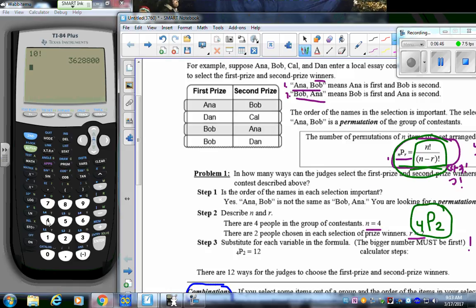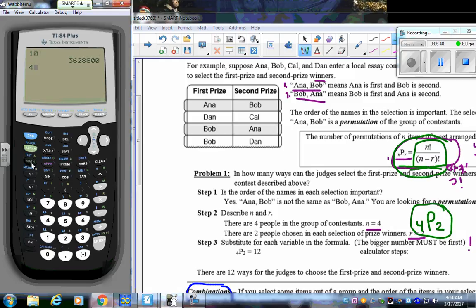So I want to put that first number in first, so the 4. And then I go over to my menu and I'm going to choose the nPr. So the big thing here is you have to decide if it's a permutation or a combination, which can be a little tricky. So we're going to work on that. And then I'm going to put the 2 and hit enter, and it gives me my 12.